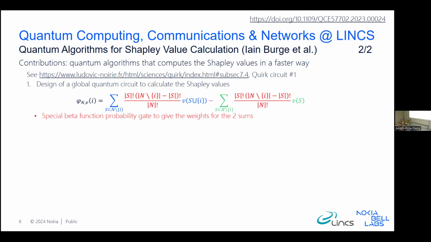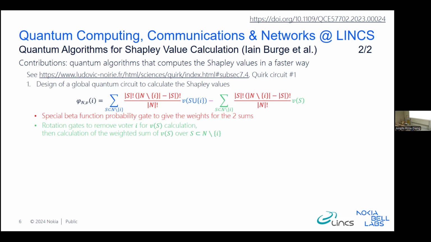So the distribution is a special beta function. We need to have something in the quantum algorithm that calculates this. Then we need to calculate the sum when voter I is not in the coalition. So we need to consider the fact that I is not here.